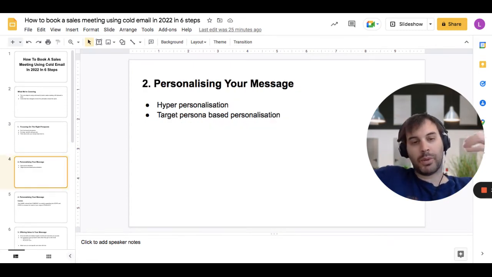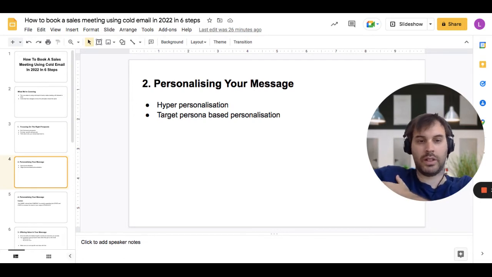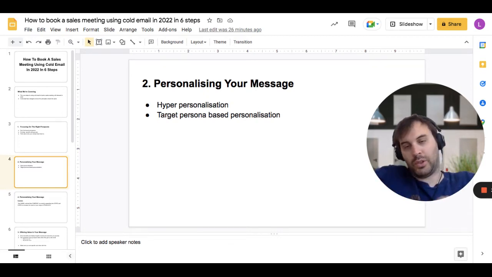Second, personalizing your messaging. This is super important. Again, just like with the first principle, you can't be generic and broad about this. You've got to be specific, deep, and granular with the messaging as well, and a lot of it flows on from that first step. There's a couple of tactical ways to approach this.